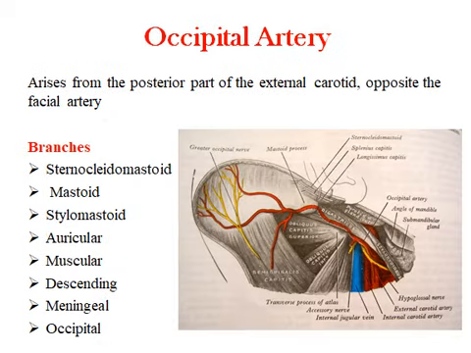Occipital artery. It arises from the posterior part of external carotid artery opposite the facial artery below the posterior belly of digastric muscle. The branches of occipital artery are sternocleidomastoid, mastoid, stylomastoid, auricular, muscular, descending, meningeal and occipital. The occipital artery supplies blood to the back of the scalp, sternocleidomastoid, trapezius, deep muscle of the back and dura mater of the posterior cranial fossa.